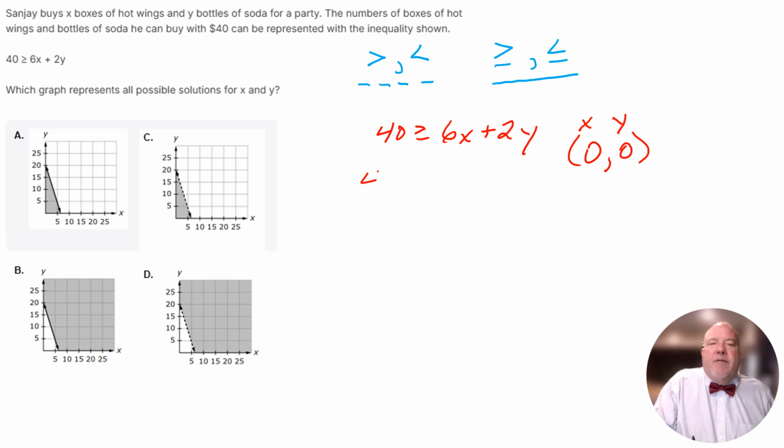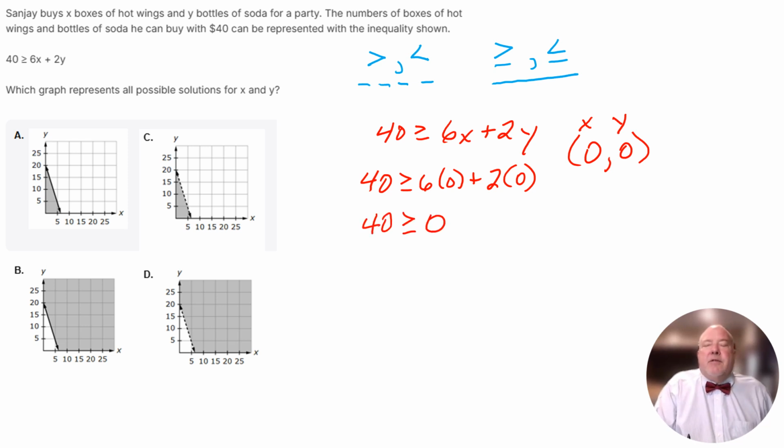So that would give me 40 is greater than or equal to 6 times 0 plus 2 times 0. Anything times 0 is just 0. So this all just simplifies to 40 is greater than or equal to 0. And so again, we're looking to see, is that true? Is 40 greater than or equal to 0? Yes, it is. That's true. So that means 0, 0 is a good point. So we would want to shade where 0, 0 is.